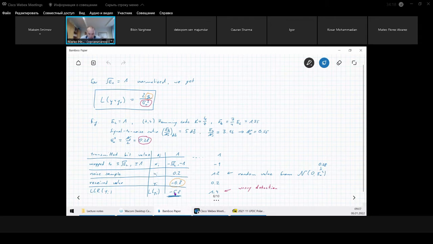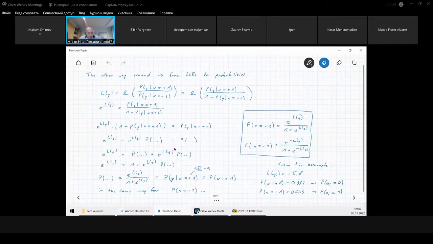So the larger the value, for example, if we would have a noise sample of 0.01, we would receive -0.99, then we might get a log likelihood ratio of like -10 or so. So the larger these values are, the safer our detection will be. Okay.